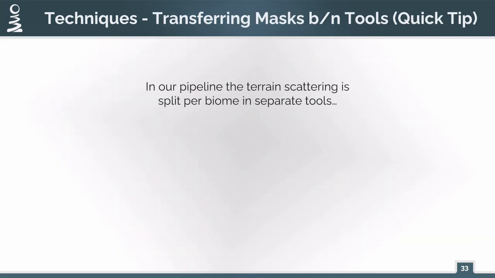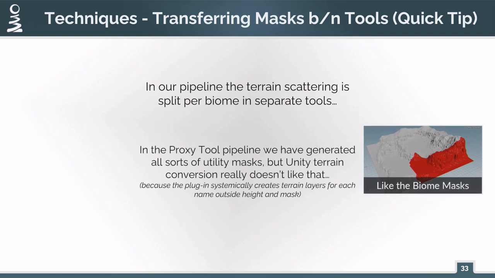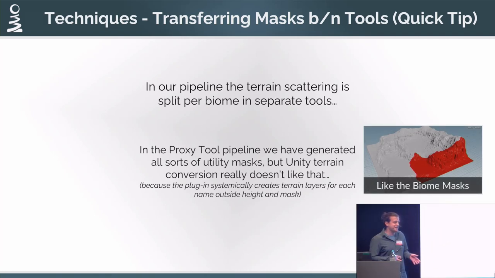I want to talk about a small tip that I discovered. It took me a lot of time, and it's the simplest technique, I think. I don't even want to call it a technique. In our pipeline, the terrain scattering is a separate tool, and it's split up per biome. Thus far, we've created a lot of useful masks that we want to use hopefully in our subsequent tools. But because of this requirement that all splat map values at a coordinate need to sum to one, there's a limitation in the Houdini engine, which is that as soon as you name your mask, it starts adding it to this requirement, and it basically explodes your values.